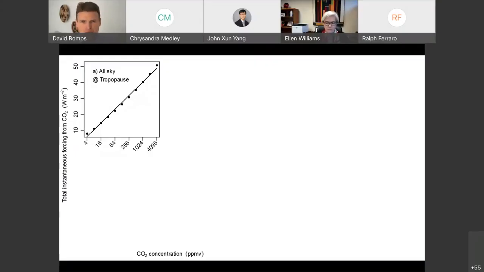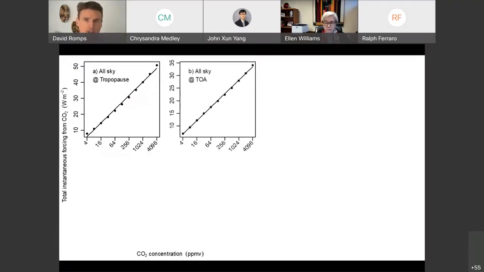But what aspects of the atmosphere are really important for this? Do the clouds matter? Does the distribution of water vapor matter? Well, we can start to strip away these things to find out what is truly essential. So if we look, again, all sky, but now we look at top of the atmosphere as opposed to the tropopause. So now we're looking at the total flux emitted to space as opposed to the net flux at the tropopause. Again, we see a total forcing defined in this way at the top of the atmosphere that is still linear in the log of concentration. Okay, so it's not anything special to do with the tropopause.